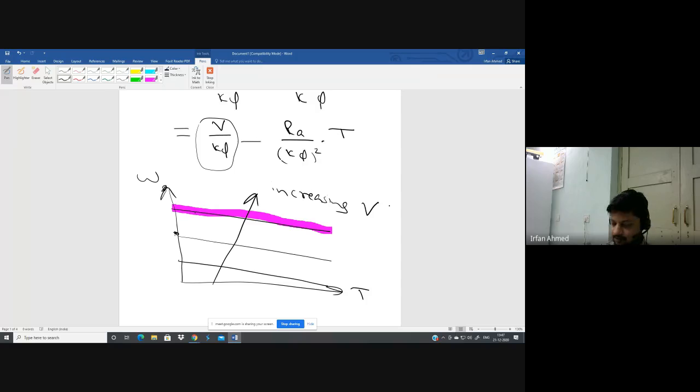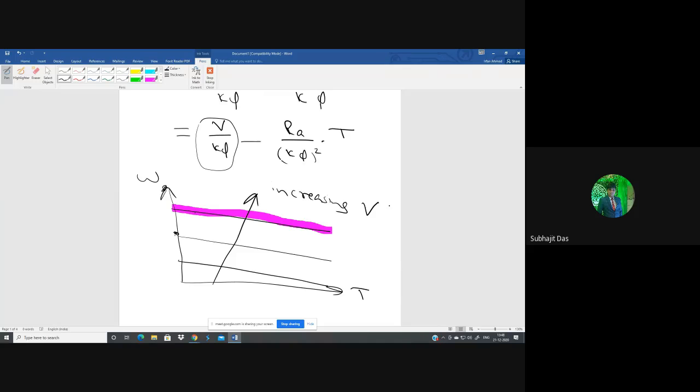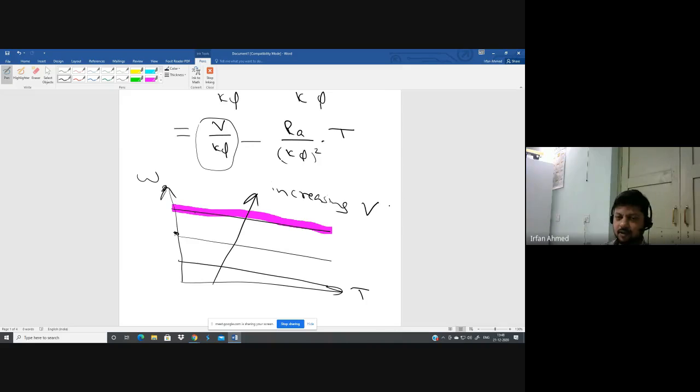What are the advantages of this method, armature voltage control? First advantage is that by controlling the firing angle, we can vary the armature voltage as required. By controlling the firing angle, we can change the armature voltage to any desired value, and hence we can obtain any desired value of speed. Okay? That is one thing.